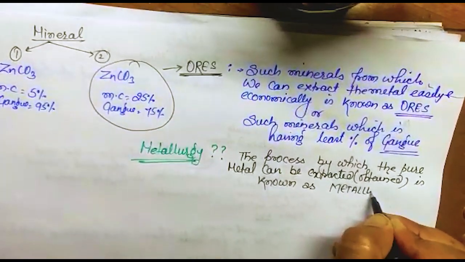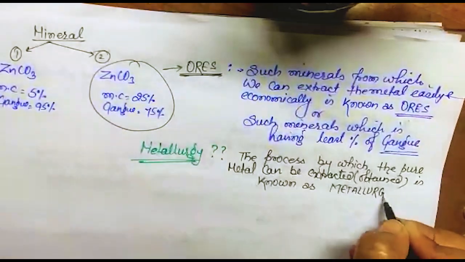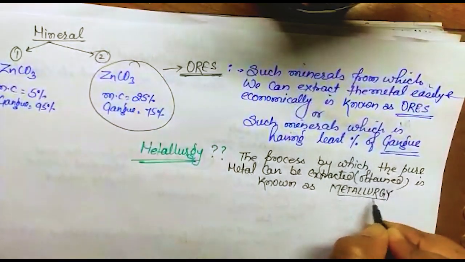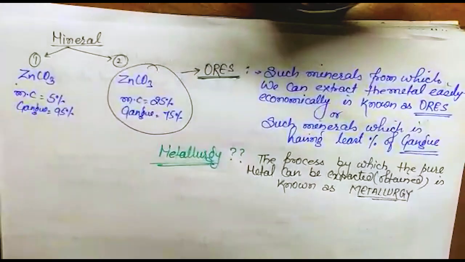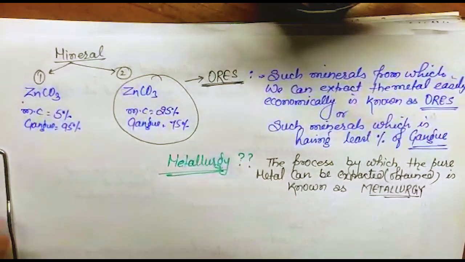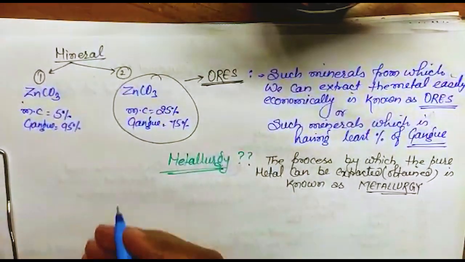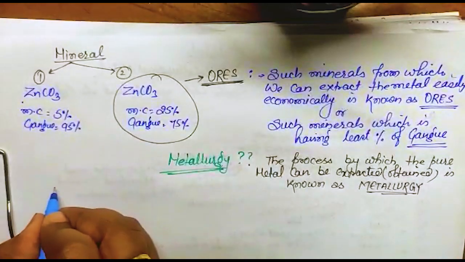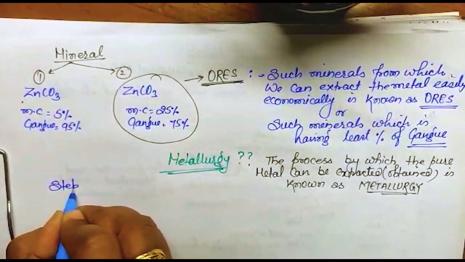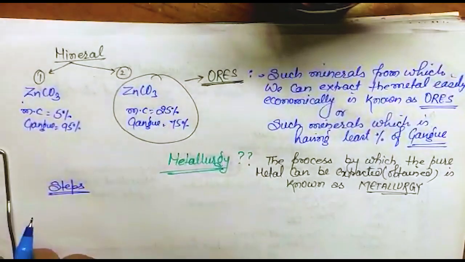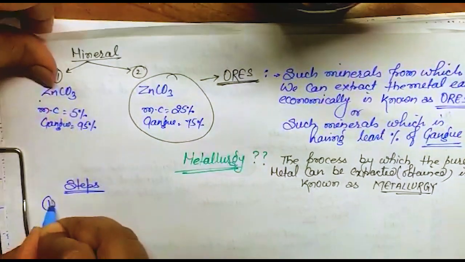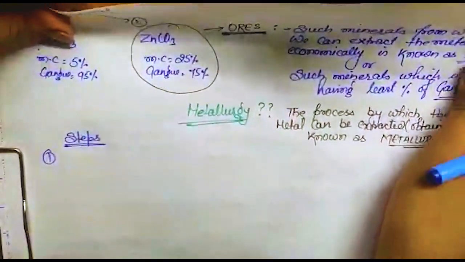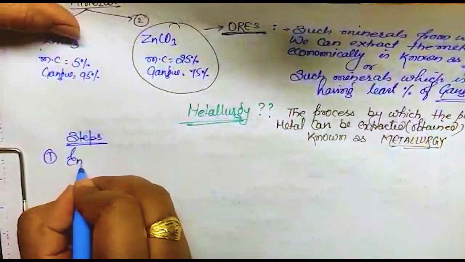This metallurgy actually involves lots of steps that we have to go through one by one. So what are the steps for this? If we talk about the metallurgical steps, the first step is enrichment of ore.